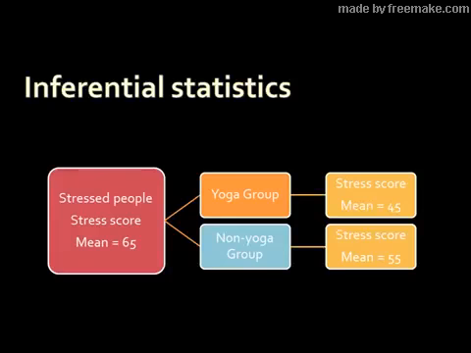Now, it's a separate question: is the drop low enough to do yoga, or does stress kind of go away by itself? That's not a question about statistical significance. That's a question about real life significance. So we would separately have to ask ourselves, is this difference between 45 and 55 enough of a difference to advise people to do yoga, or should we just simply tell them to wait it out and their stress score will go down? That's a different question.